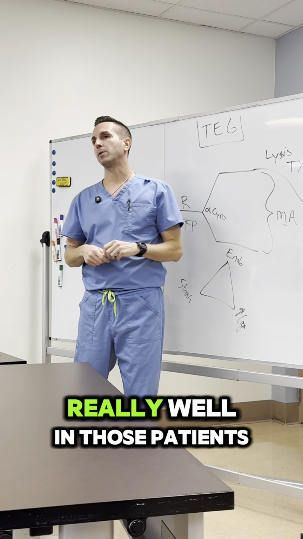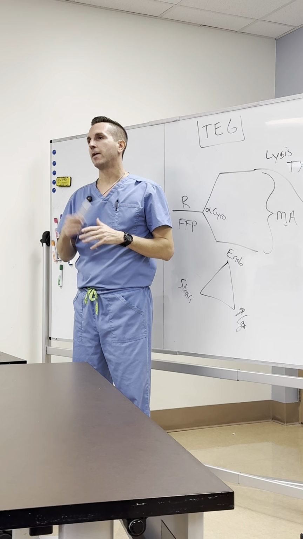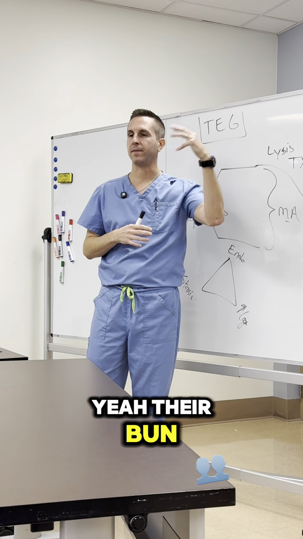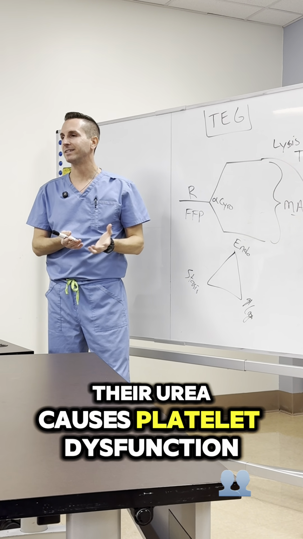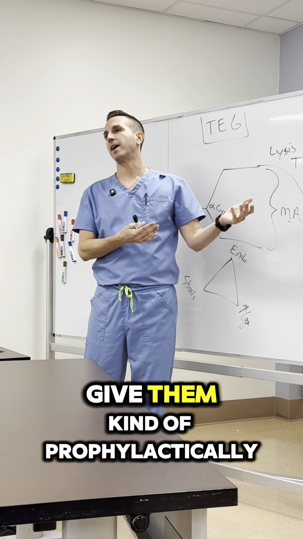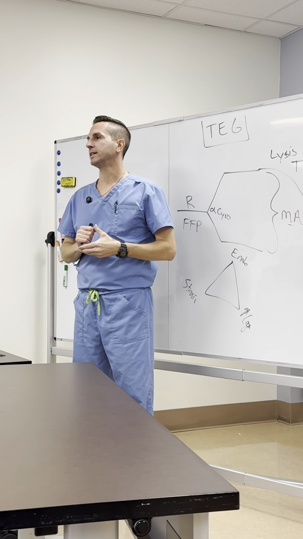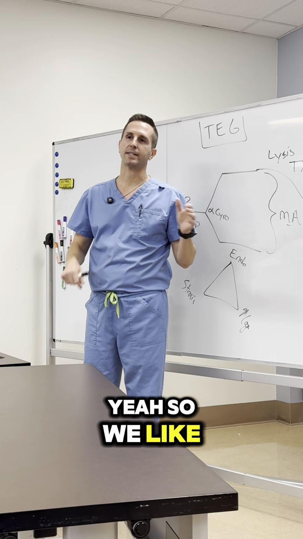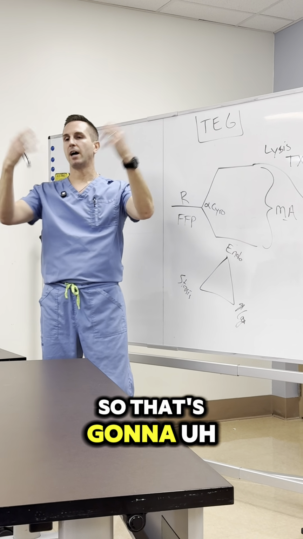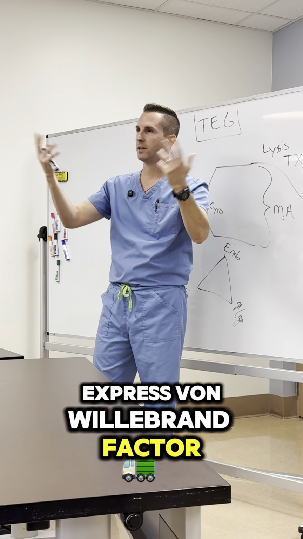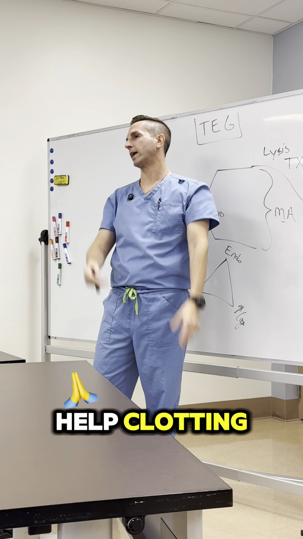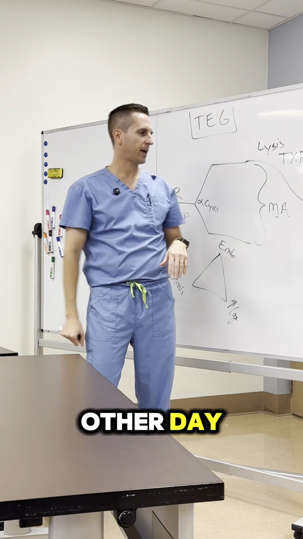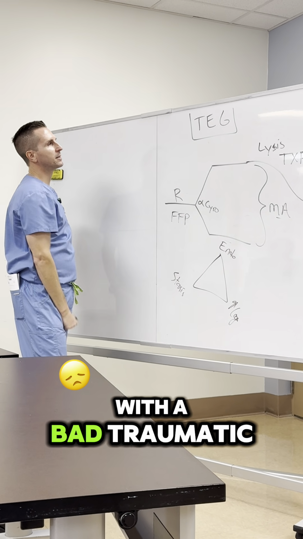What's not going to work really well in those patients? Their platelets. Why is that? Yeah, their high BUN, their uremia causes platelet dysfunction. So what's good to give them prophylactically? Yeah, so we like to give them DDAVP. That's going to express von Willebrand factor in the endothelium and help clotting. So I like to just give that prophylactically. We talked about that the other day in an end-stage renal patient with a bad traumatic brain injury.